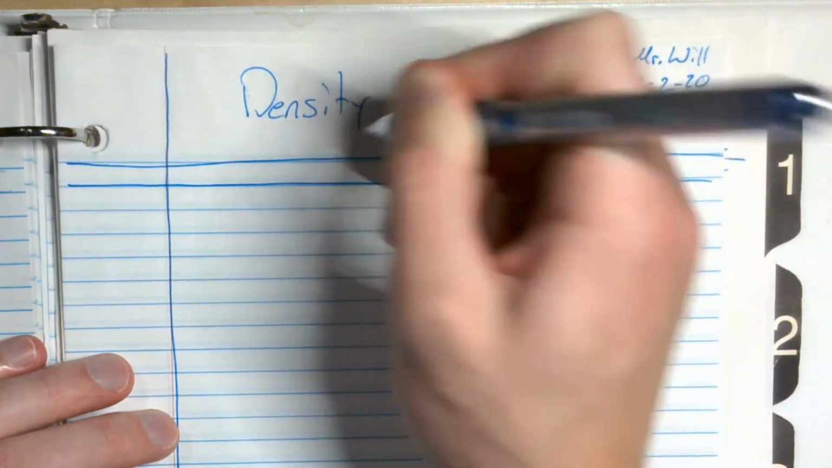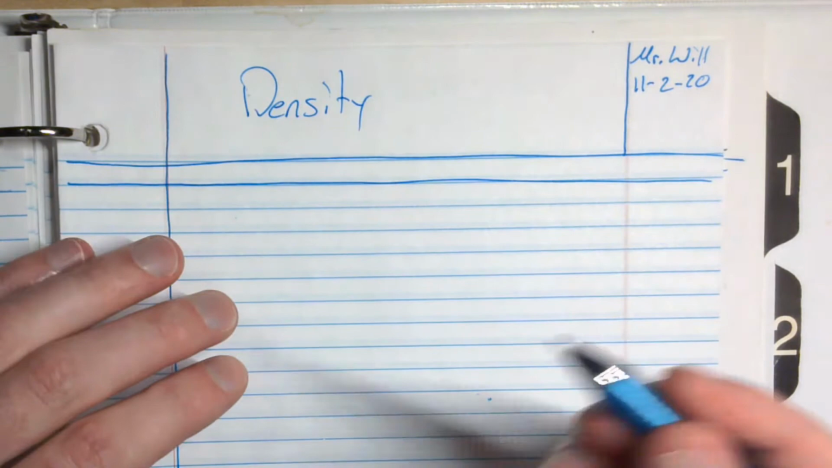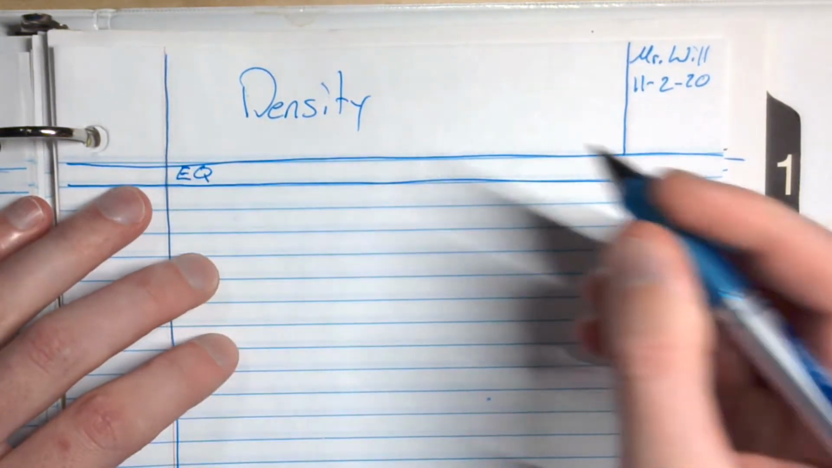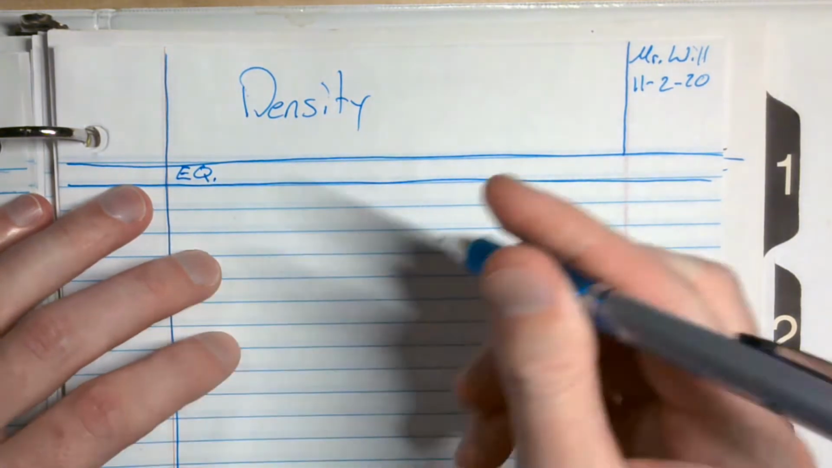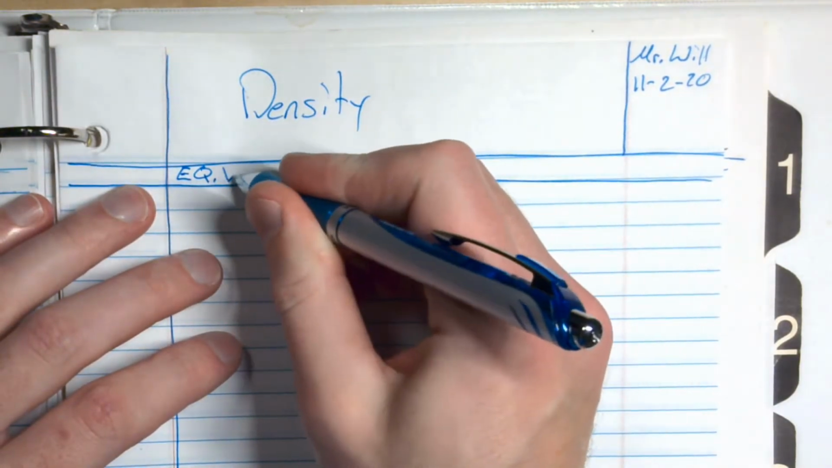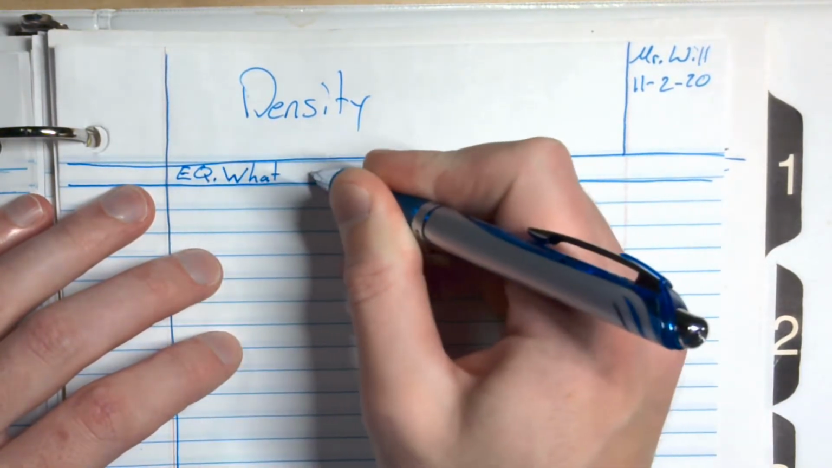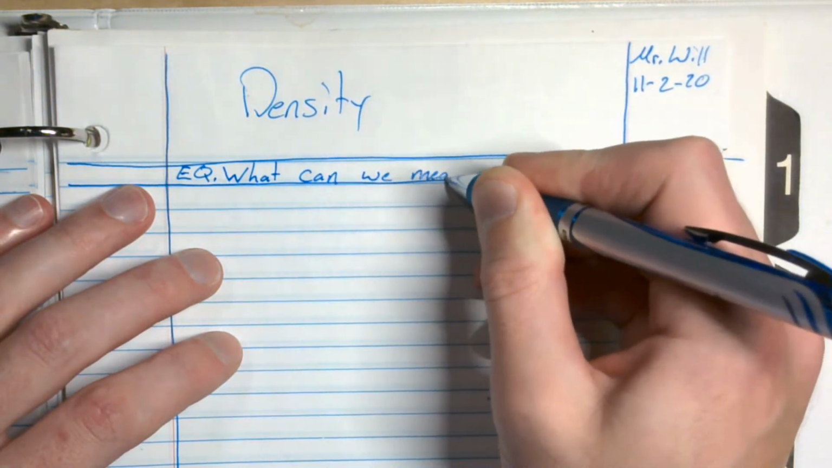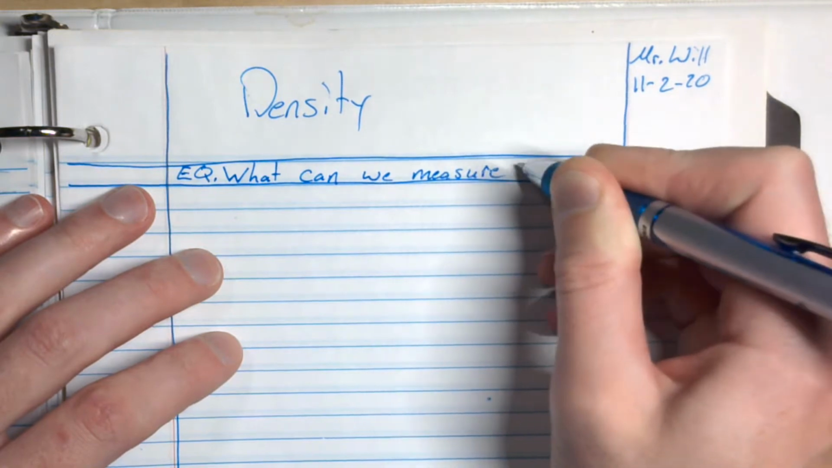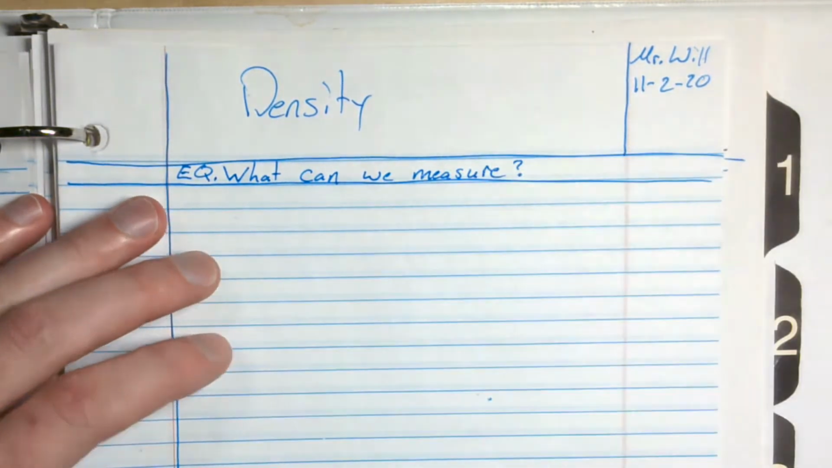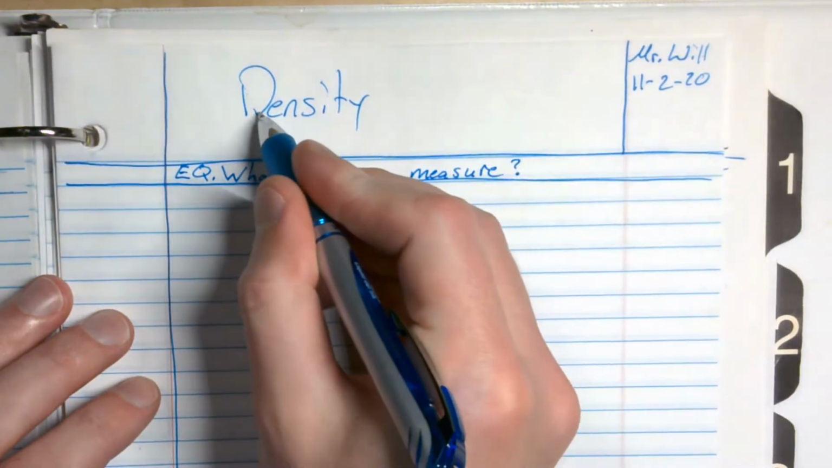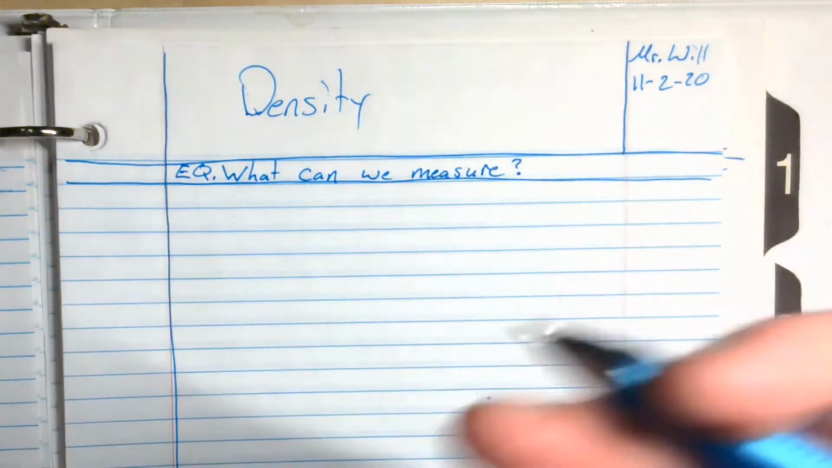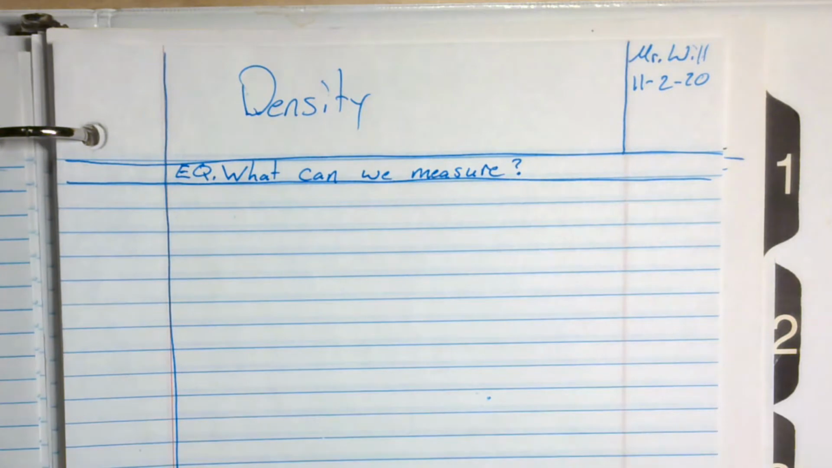So let's put density up on top. And the essential question that we're going to talk about today is, what can we measure? And there's obviously a ton of things we can measure, and a lot of them are even based on other things that we could kind of build up off of. It's really very, very interesting.